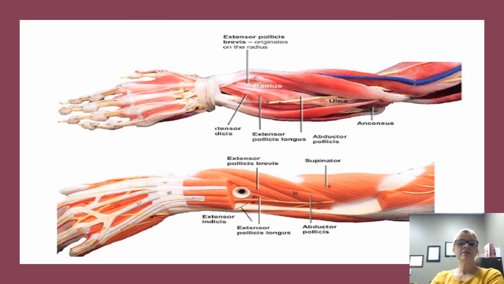All right, so here is the anterior aspect of the forearm here. You can see several things here, the extensor pollicis brevis, the extensor indicis, a few that we don't do, the anconeus, so that is a tendon there, not a tendon, but an aponeurosis, abductor pollicis, extensor pollicis, but you can see the supinator really good there as well.